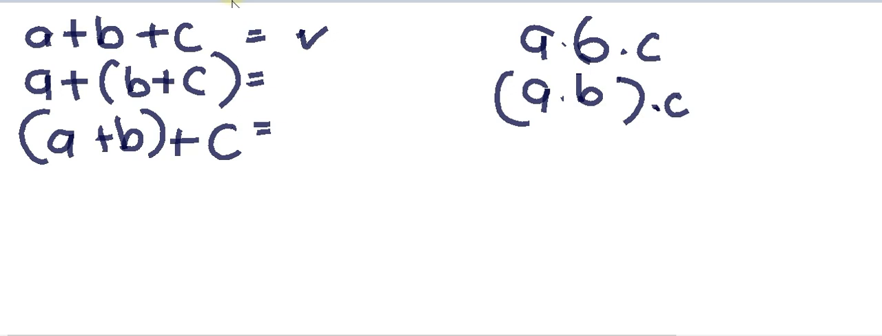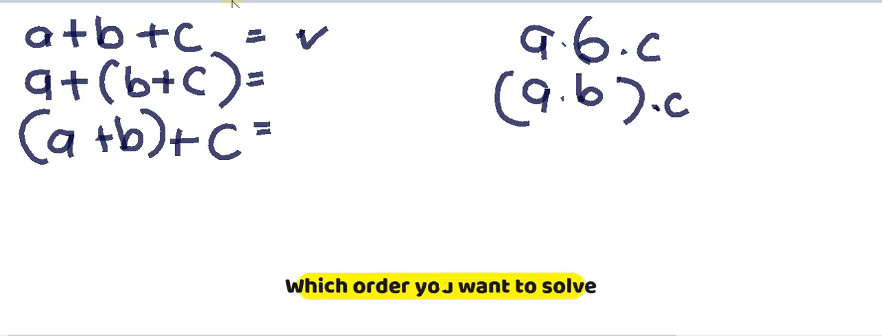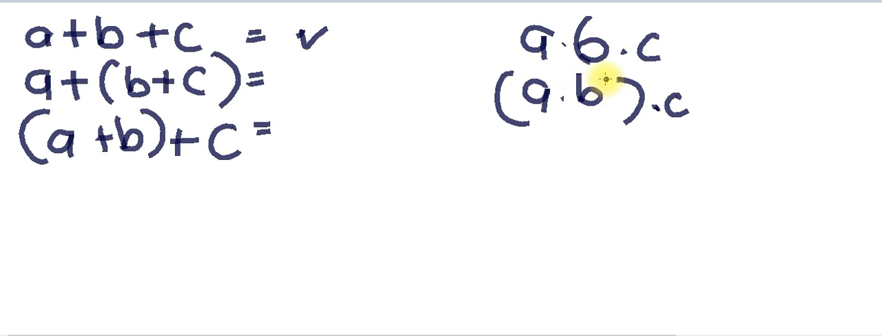Hello guys and girls. Today in this video I'm going to talk about one of the fundamental properties in algebra, which is the associative property. The associative property states that whichever order you want to solve first in the equation, you still get the same result. This is applicable to addition and to multiplication.